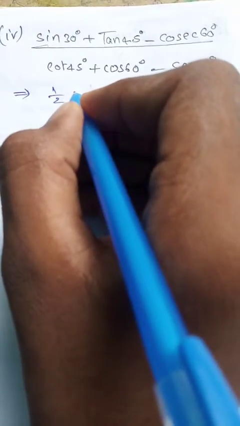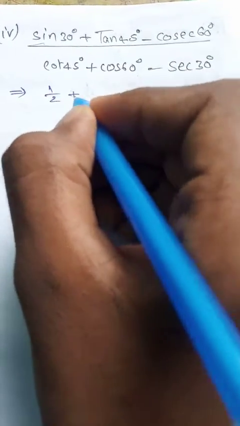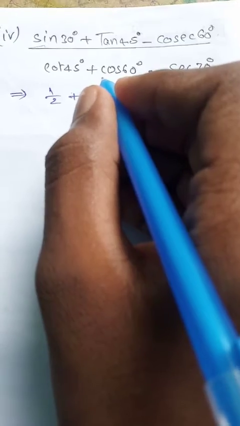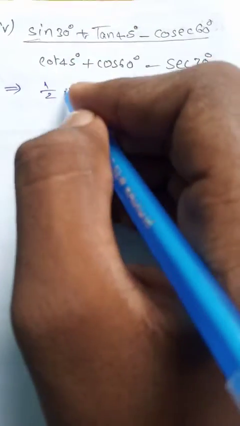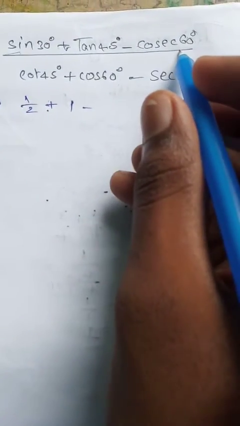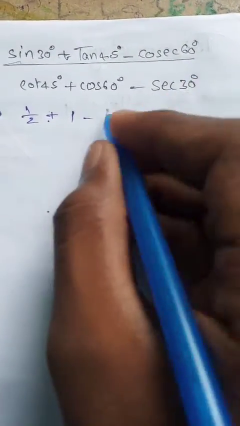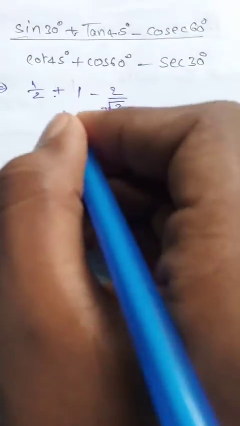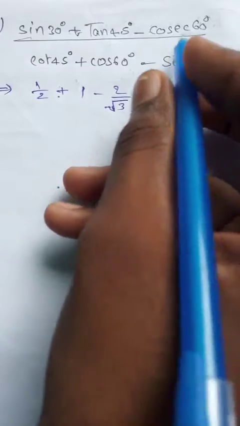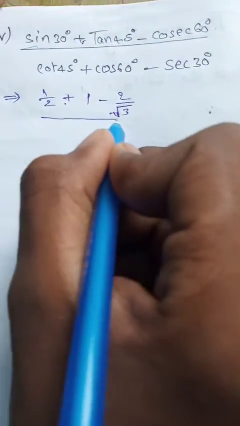What is the value of sin 30? 1 by 2 is the value of sin 30. And what is the value of tan 45? 1 is the value of tan 45. We put the same symbols, here plus and here also plus. After that minus cosecant 60 degrees. What is the value of cosecant 60 degrees? 2 by root 3 is the value of cosecant 60 degrees, and we have to put divided.